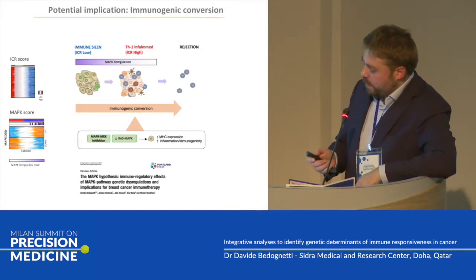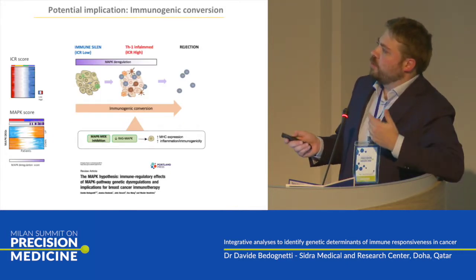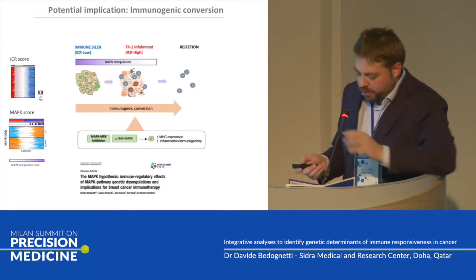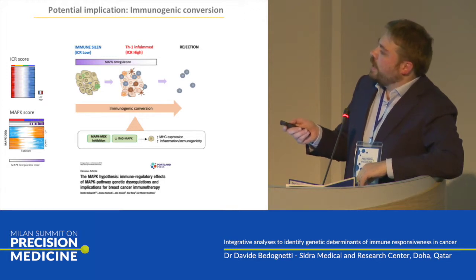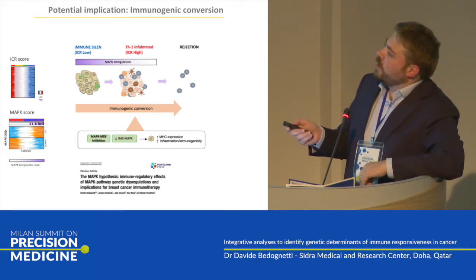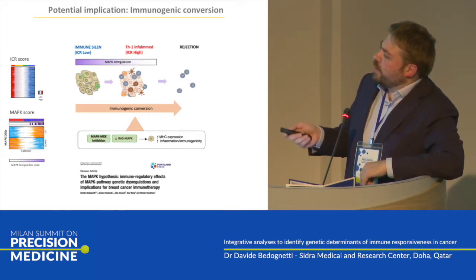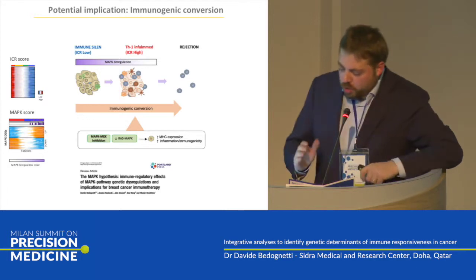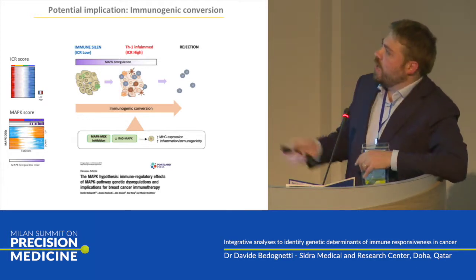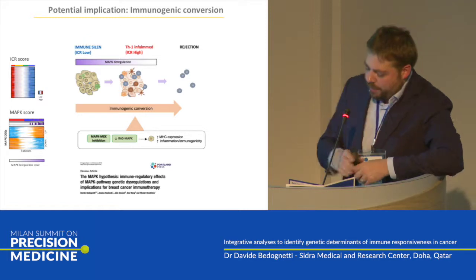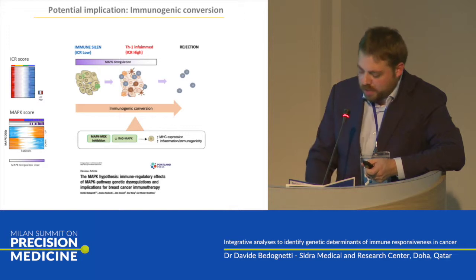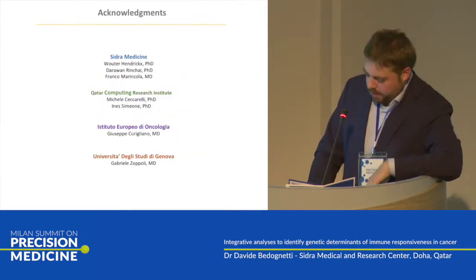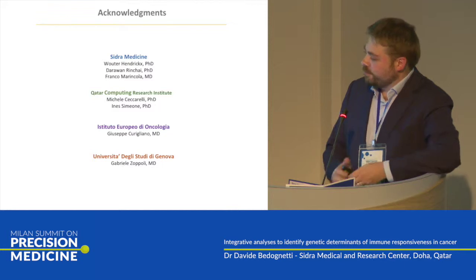So what is the potential implication? We know that cold tumors are not going to respond in general to immunotherapy, and one can speculate that the modulation of this MAP kinase pathway through MEK inhibition could convert the immune silent phenotype to the inflamed phenotype, and that can in turn be sensitive to immunotherapy. And this is the end.